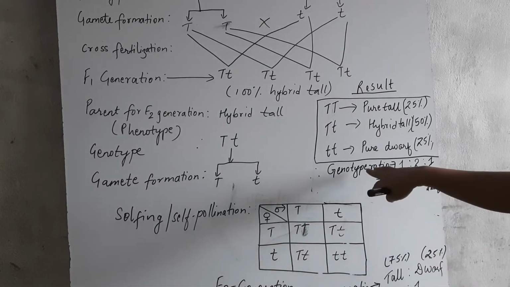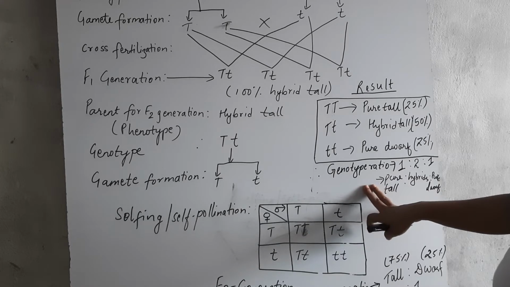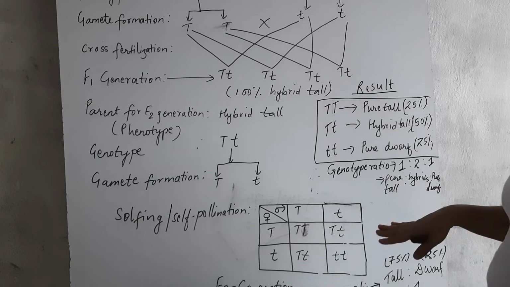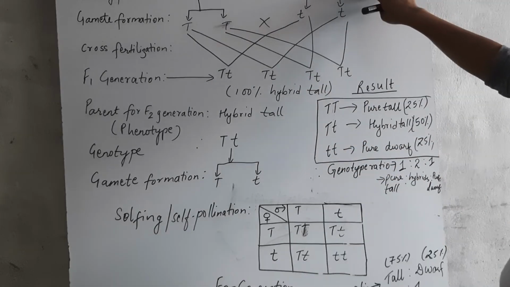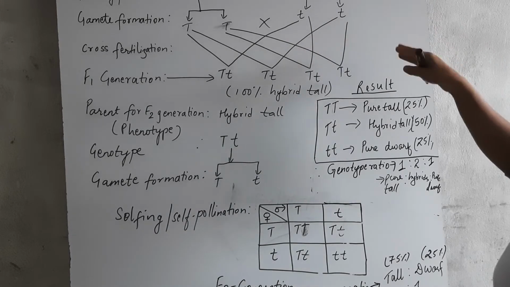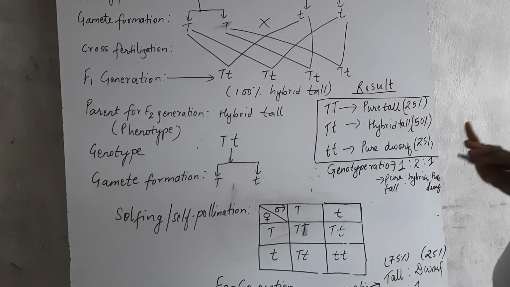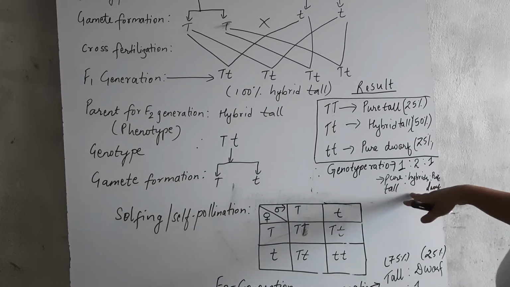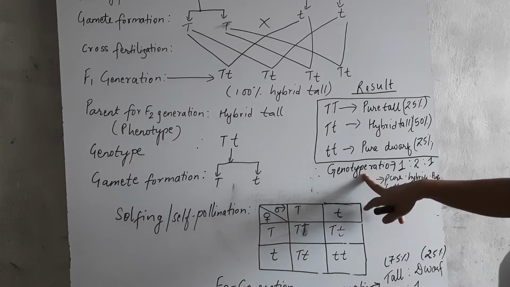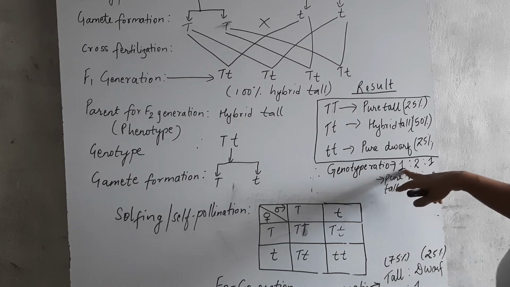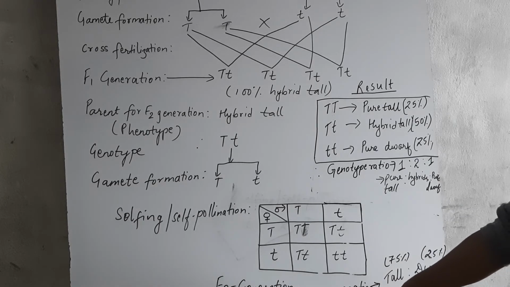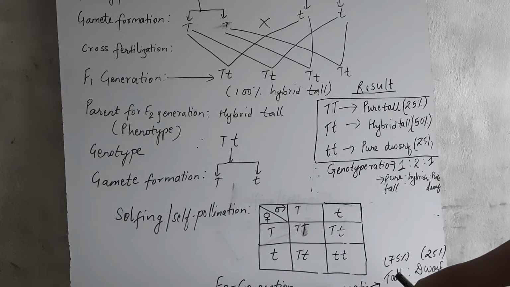So in monohybrid cross, here we have taken only one kind of contrasting character, and in case of monohybrid cross, in whatever characters we perform, our result or our genotypic ratio is always constant. That is, genotypic ratio of monohybrid cross is always 1:2:1, and phenotypic ratio of monohybrid cross is always 3:1.